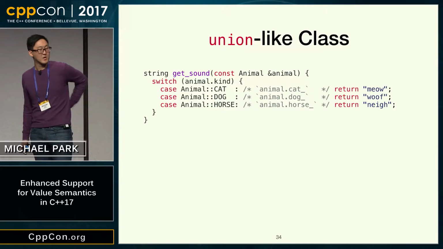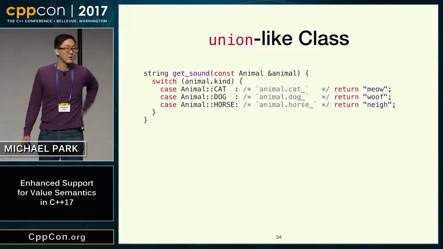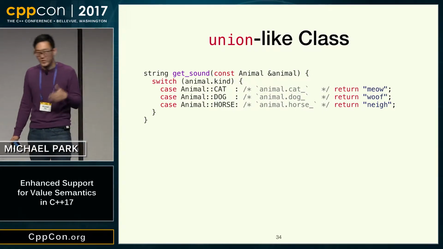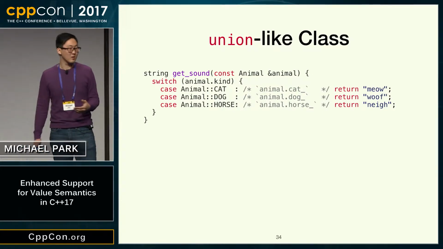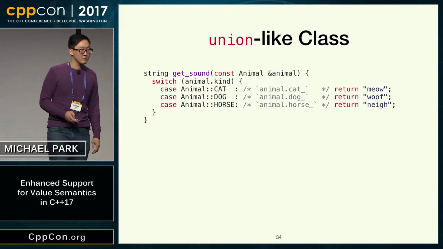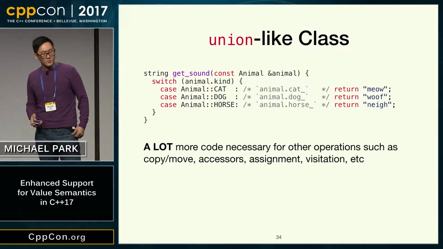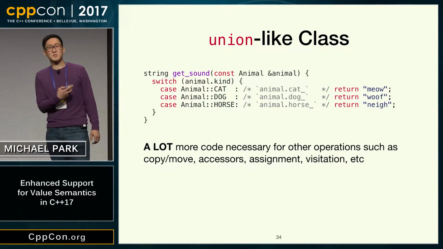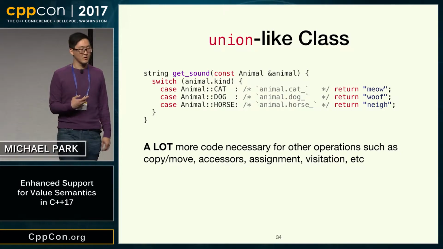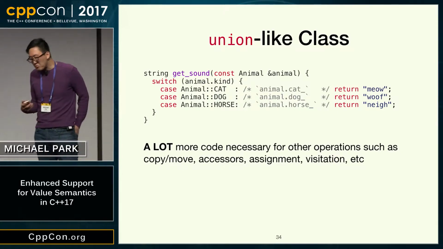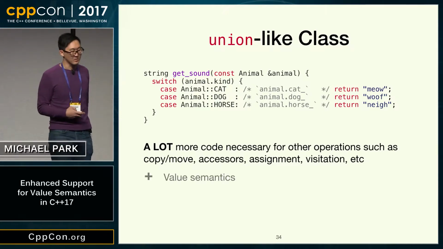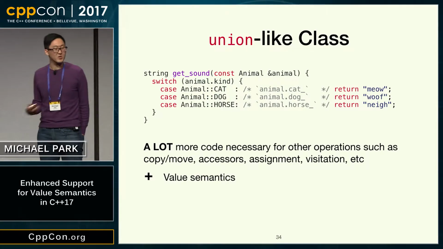And with that in place, we can implement this getSound function completely outside of the class definition, right? We can switch on the animal kind and then look into the values and do whatever we want with it to implement this getSound function. Now, this is missing a lot of code, right? This only supports construction and destruction. We don't support copy, we don't support move, we don't support accessors, assignment, visitation, etc. So after we add all of that, we would get value semantics.